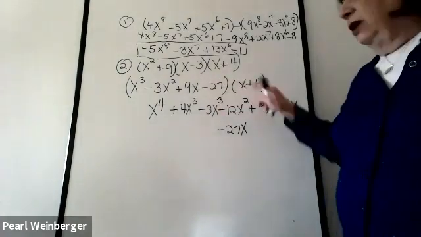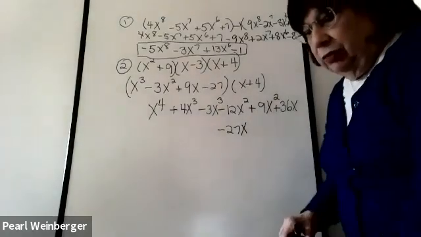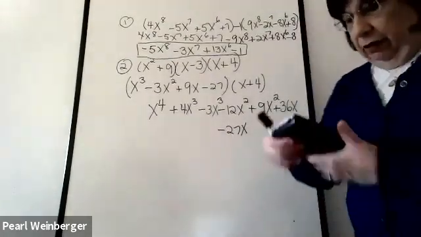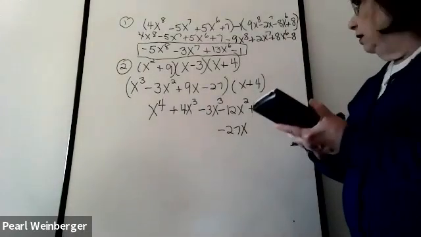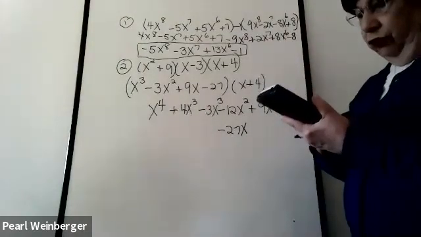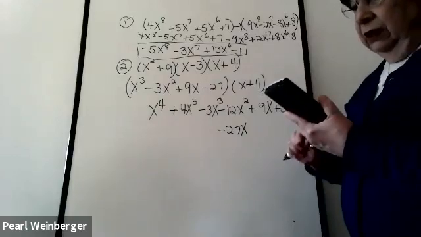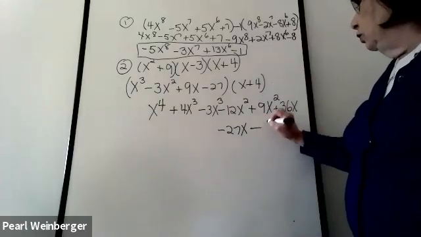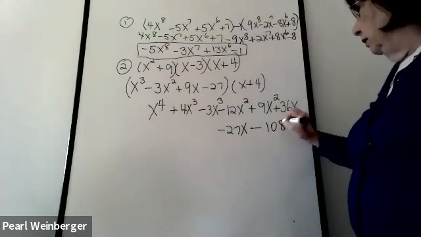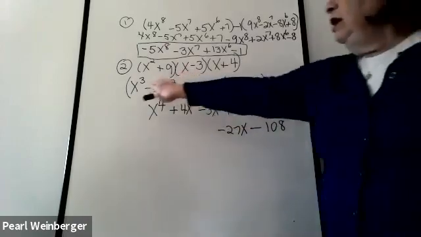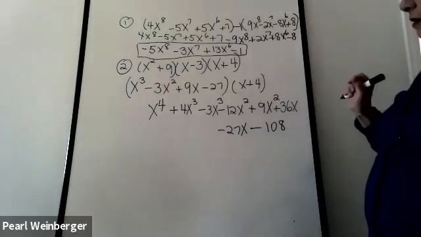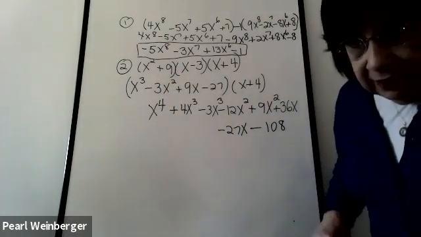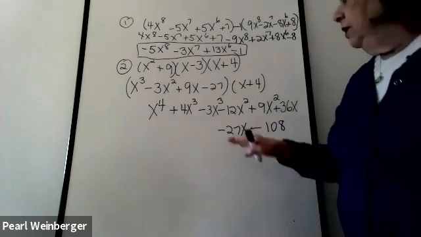And negative 27 times 4, now that I don't know in my head, so I'm going to take out my calculator. Remember, you're allowed to use a calculator. 27 times 4 is minus 108. So now I've multiplied everything in my first parentheses by everything in the second parentheses. Now let's see what we can combine.